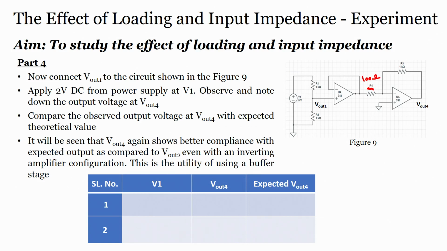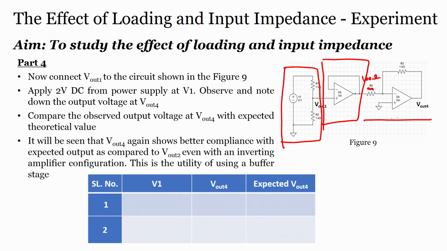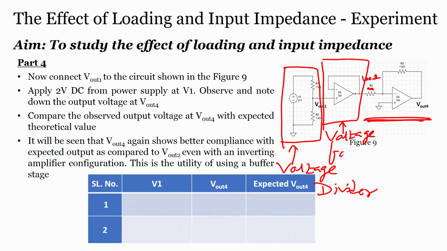Here, if you see, the first circuit is your potential divider, the second one is your buffer, or we can say voltage follower, and the third one is your inverting amplifier. So we have the voltage divider, the buffer, and the inverting amplifier. We have these 3 circuits.